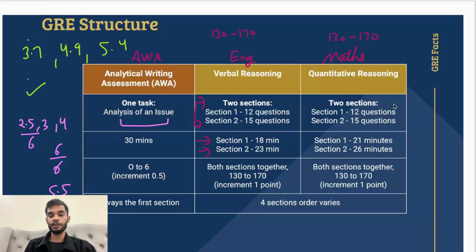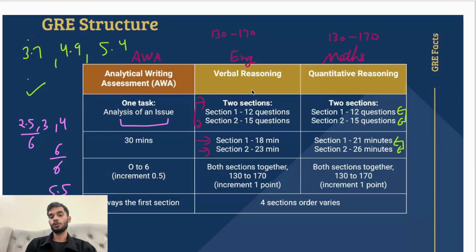Now what does quantitative reasoning or math hold for you? Section 1 will also have 12 questions, and section 2 will have 15 questions. But the timings differ here. Section 1 of math will have 21 minutes, and section 2 again 5 minutes extra, 26 minutes. Quant will also be scored from 130 to 170.